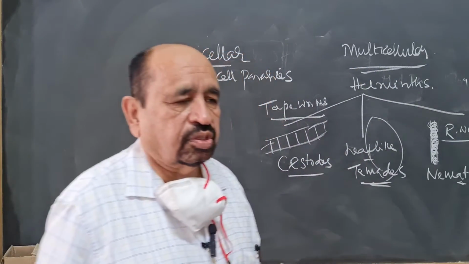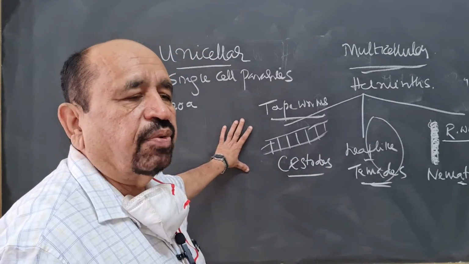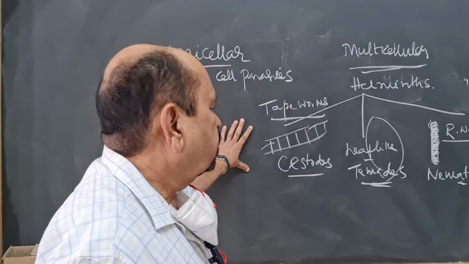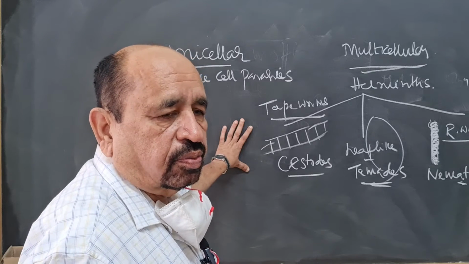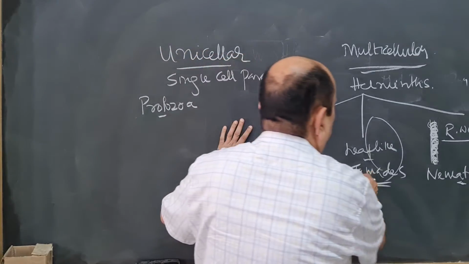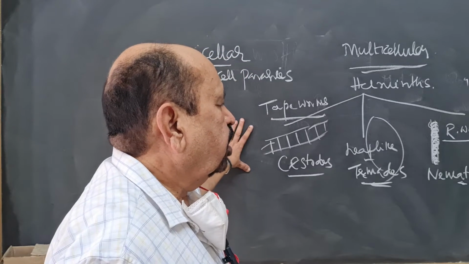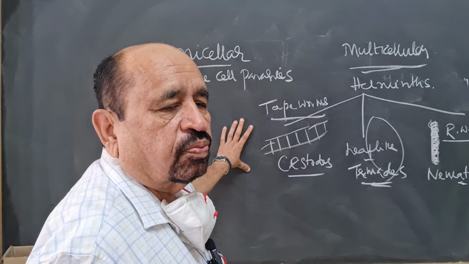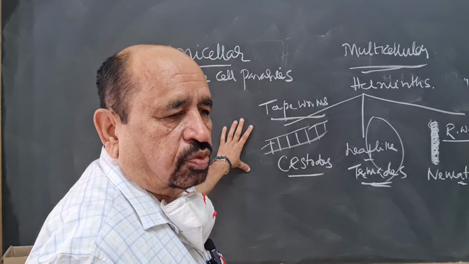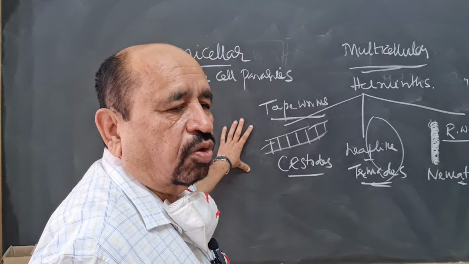Cestodes, trematodes, nematodes. Everybody repeat with me. Tapeworms are called cestodes. Leaf like worms are called trematodes, T-R-E, trematodes. Roundworms are called nematodes.